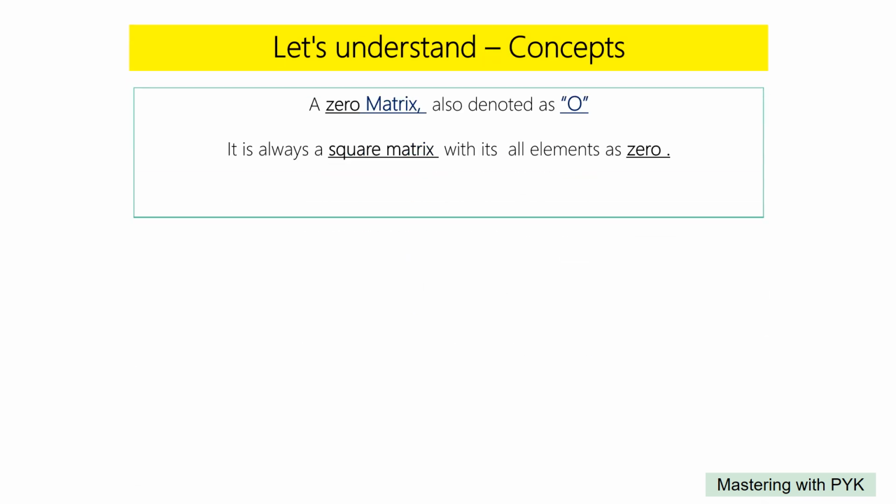A zero matrix is also known as a null matrix. It is denoted by a capital letter O. A null matrix also has to be a square matrix, but here all the elements would be 0.